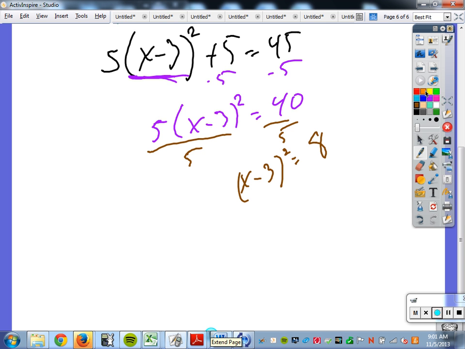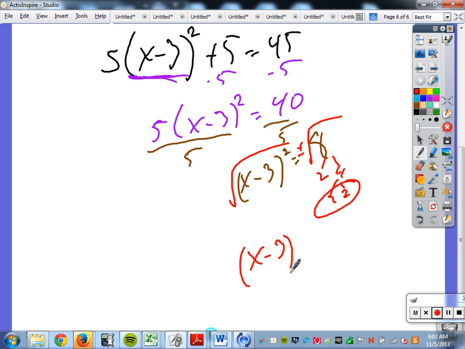How do I get rid of the square? And when I do a square root, what is the square root of 8? Does anybody know? Without a machine, because I don't want the machine. What is the square root? The square root of 8 is 2 root 2, because 8 is 2 times 4, and the root of 4 is 2. So you have x minus 3 equals plus or minus 2 root 2. Last but not, oh, no squares, you're just taking the square root, right? Last but not least, what do we do? Add 3. x equals 3 plus or minus 2 root 2.